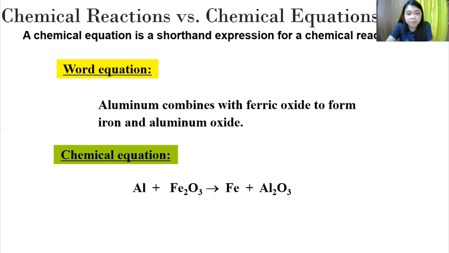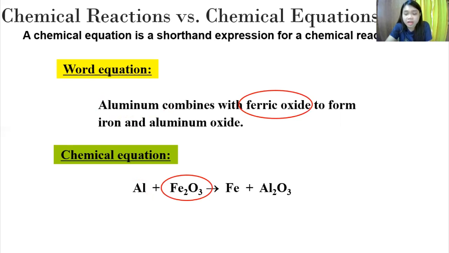Okay, so here in our word equation, we have aluminum combines with ferric oxide to form iron and aluminum oxide. We cannot perform necessary calculations using word equations, so we need to write this word equation as a chemical equation. We know that aluminum is an element, right? Its symbol is Al in the periodic table, so we need to write that. And then it says that it combines with ferric oxide. Ferric oxide comes from the reaction between iron and oxygen atoms. So the symbol is Fe2O3. We need to learn that also.